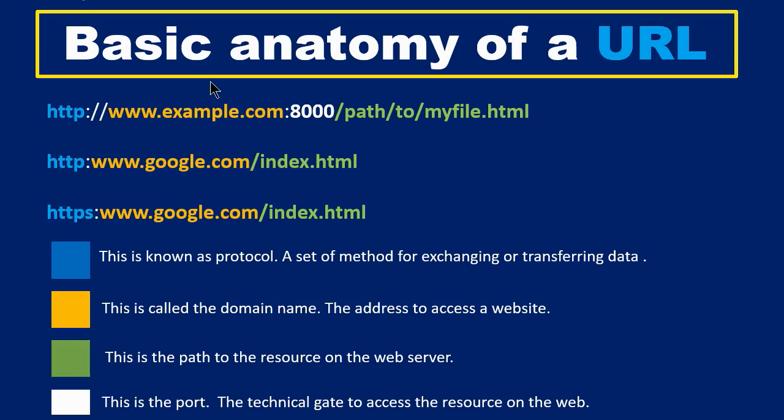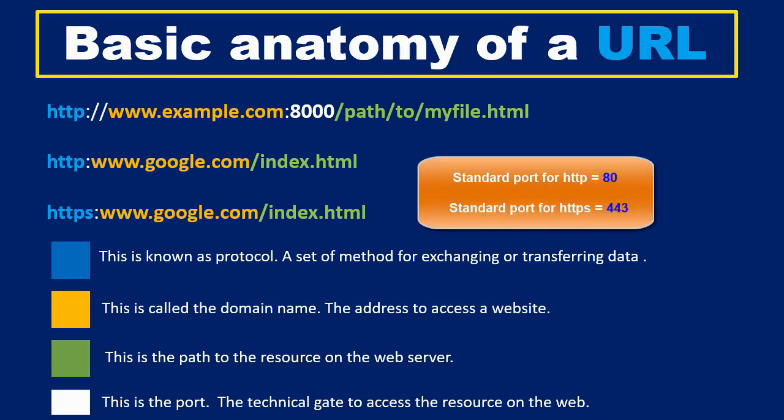I've used port 8000 here just as an example, but the standard port that HTTP uses is port number 80. So if the web server that contains the resources you're trying to access already uses the standard port, which is port 80, then you really do not need to specify that. So the key thing to note is that the standard port for HTTP is 80, and if you want to use HTTPS, the standard port is 443.